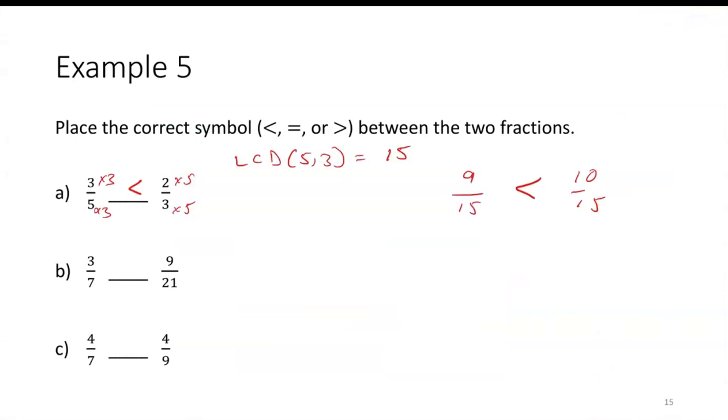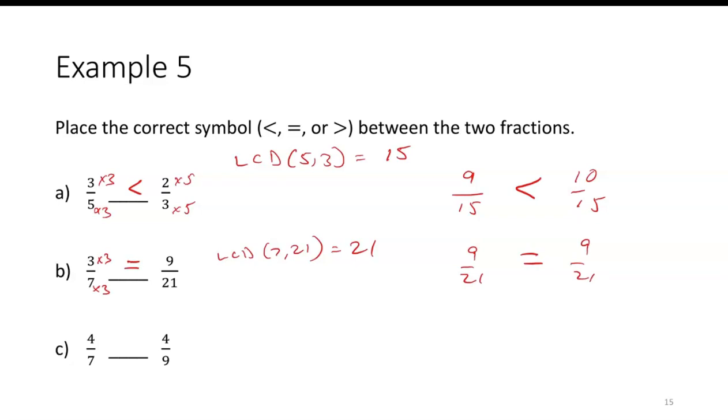3/7 and 9/21. Well, the least common denominator between 7 and 21: 7 times 3 is 21, so 21 would have to be the least common denominator. And for that, I would multiply the left side, top and bottom, by 3. I'll get 9 over 21 compared with 9 over 21. These are the same.